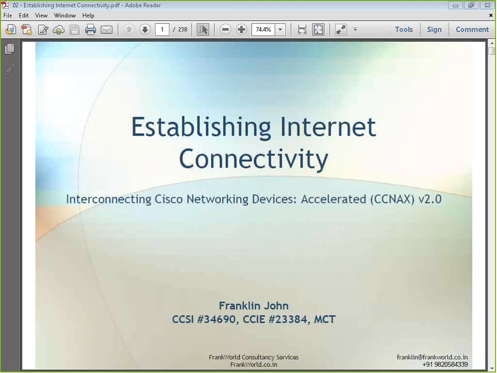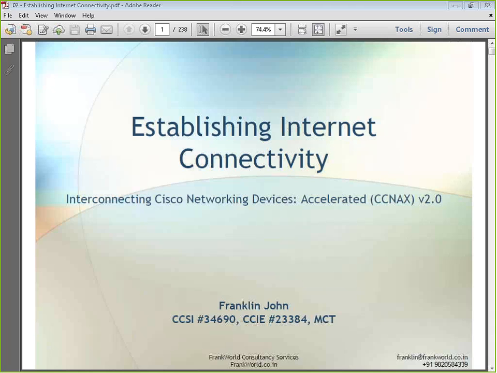Now in the previous session, before the weekend I should say, we had completed the first module, that is building a simple network. Today we are going to start off with the next module, the next step towards setting up a network, that is establishing internet connectivity.